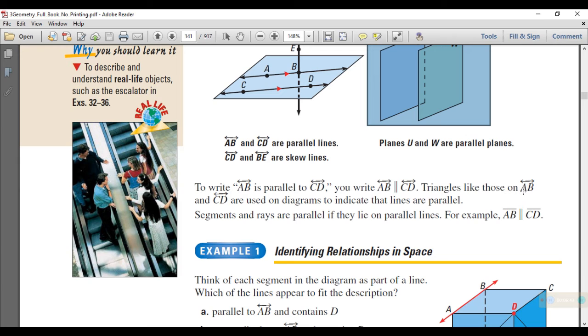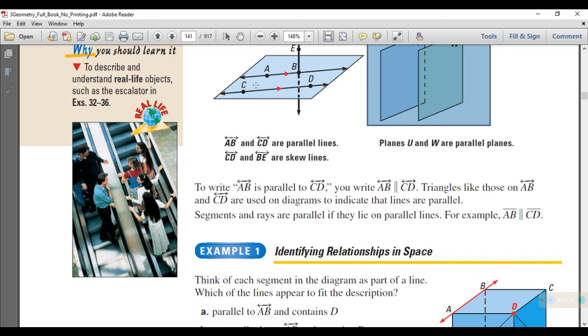Triangles, like those on line AB and CD, ito, yung kulay red, are used on diagrams to indicate that lines are parallel. So, segments and rays are parallel if they lie on parallel lines. For example, meron tayong segment AB. Since si segment AB ay contained within line AB, si segment AB ay parallel with the segment contained in line CD. Eh, ang contained na line segment kay CD ay si segment CD.